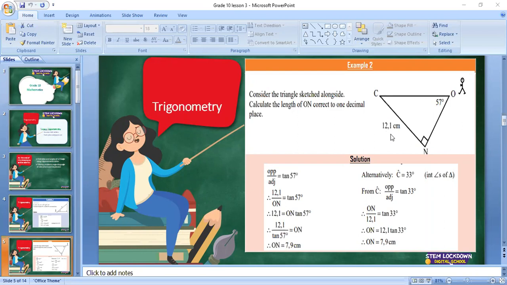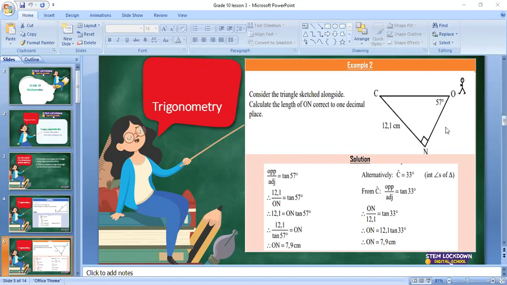Okay, we're going to use our given side to get the side that we want. We want to find the side ON. So we're going to use the 12.1 that we are given to find our ON. So how do we go about that?